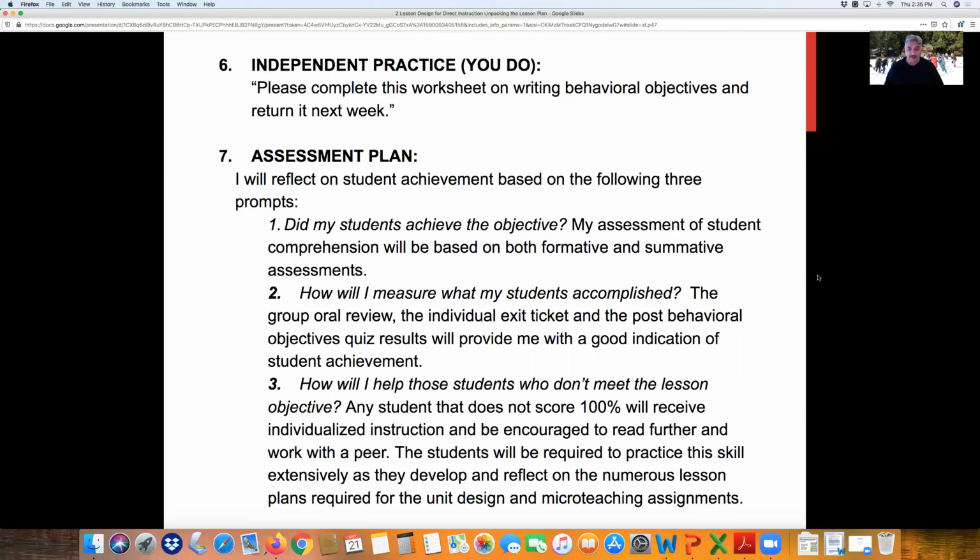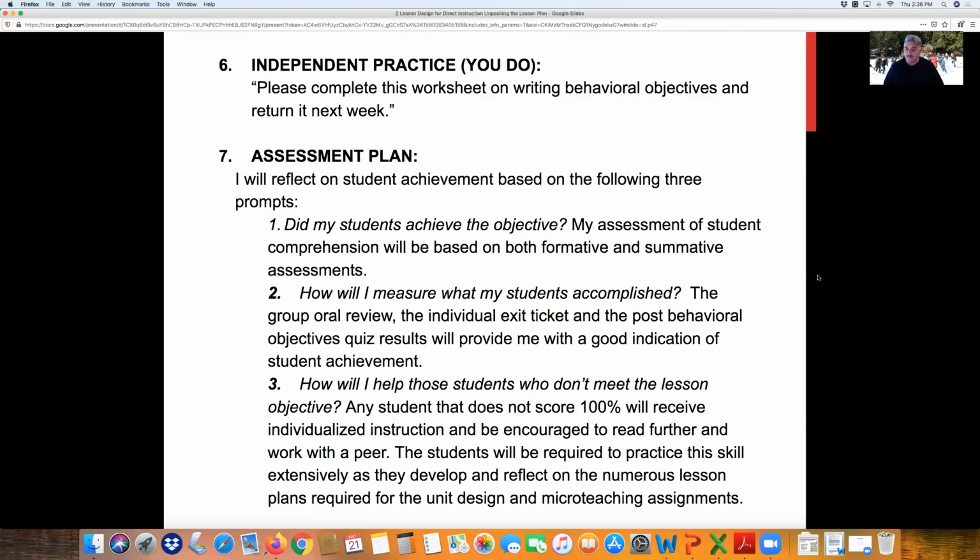Number 3, how will I help those students who don't meet the lesson objective? Number 3 is the one that we tend to drop the ball on the most. That is where we really have to figure out what we do with those kids who do not achieve the objective that you have set forth.